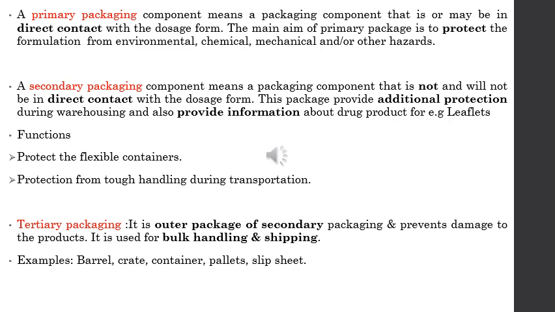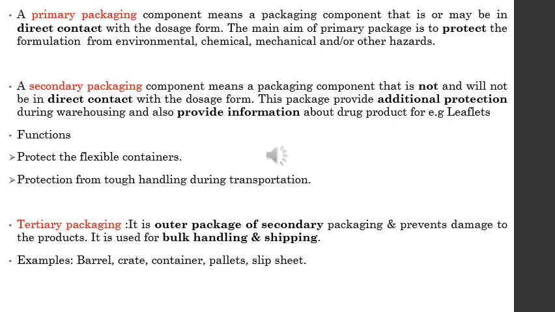Next term is the primary packaging component. This is nothing but a component which is in direct contact with the dosage form. So if we talk about a syrup, it is in direct contact with the bottle. So a glass bottle becomes the primary packaging material. The main aim of the primary package component is to protect against the environmental conditions, chemical, mechanical, or any other hazards.